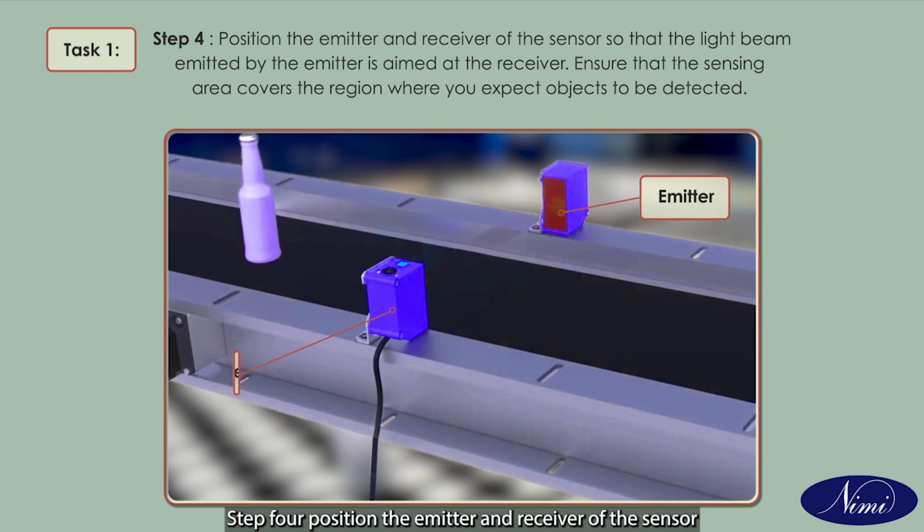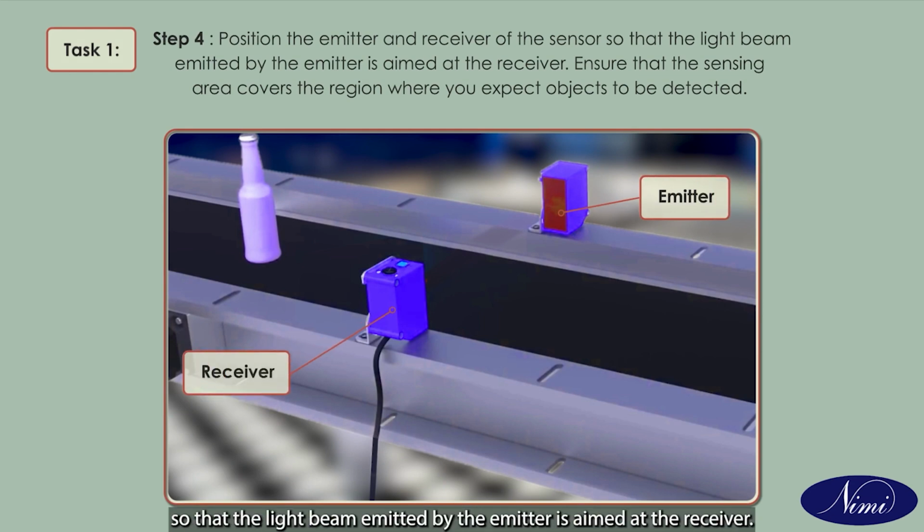Step 4. Position the emitter and receiver of the sensor so that the light beam emitted by the emitter is aimed at the receiver. Ensure that the sensing area covers the region where you expect objects to be detected.